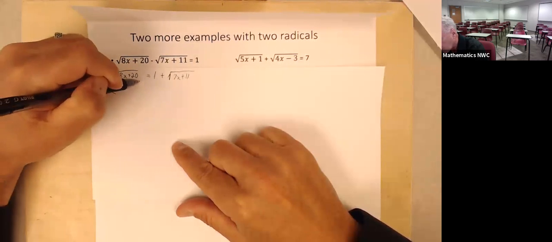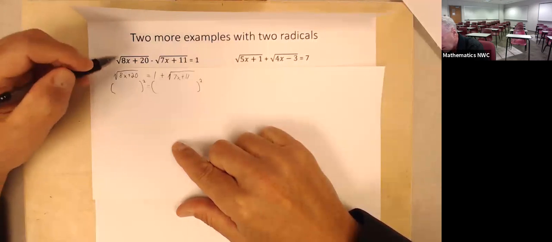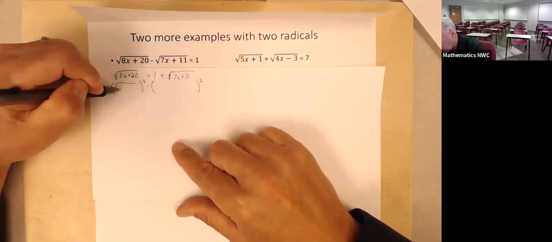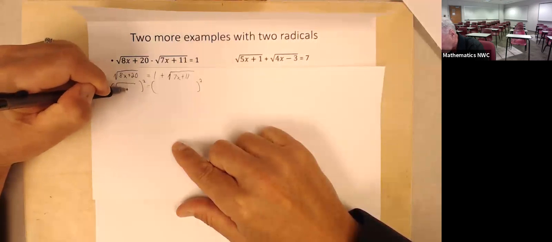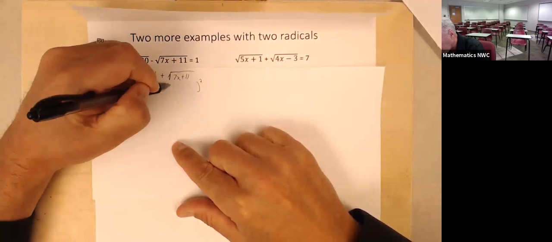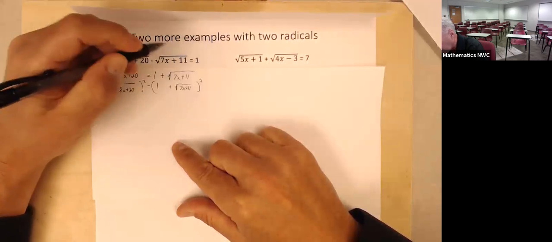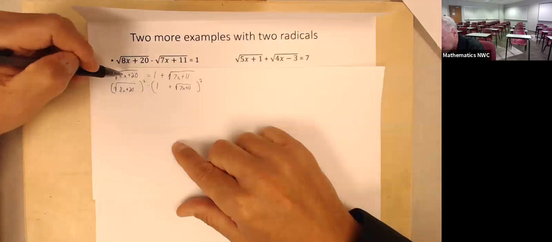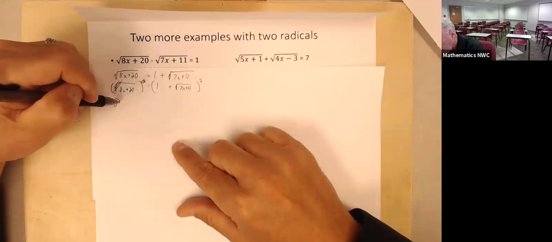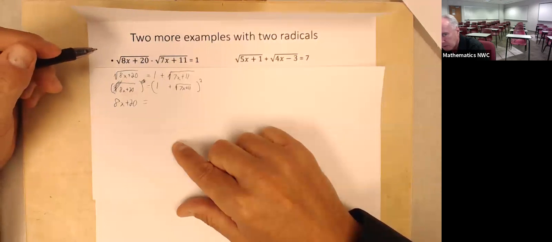And now I'm going to square both sides. This is going to be really helpful over here because the square and the square root will cancel. This one is a sum though. That's a totally different game. That means that I have to FOIL that one. This side is easy. The radical and the square cancel. So I get 8x plus 20. This side, not so much.